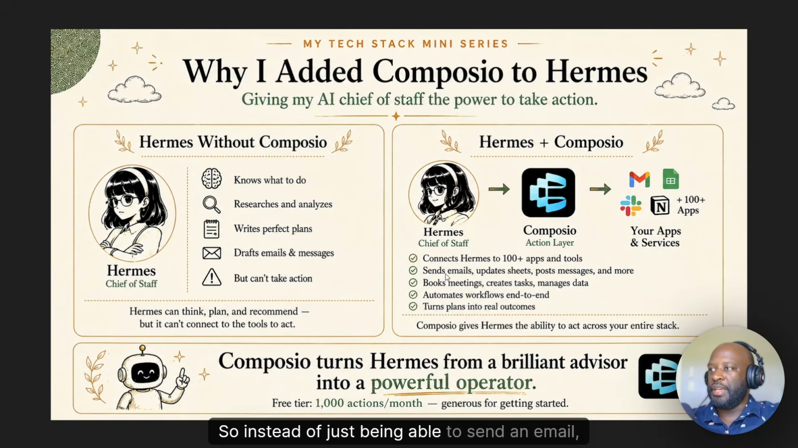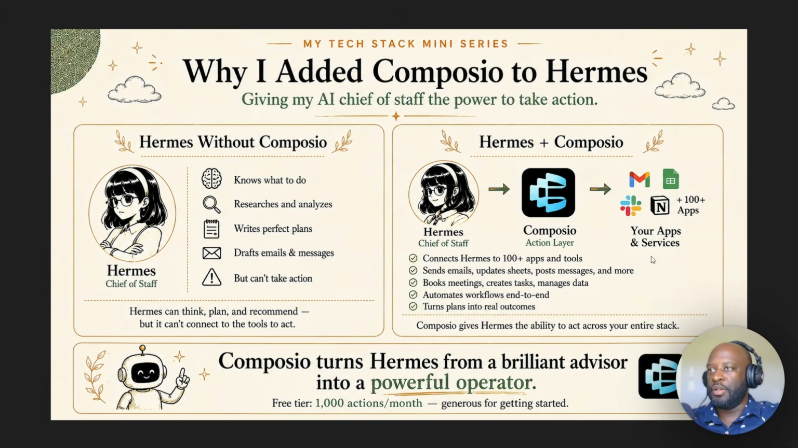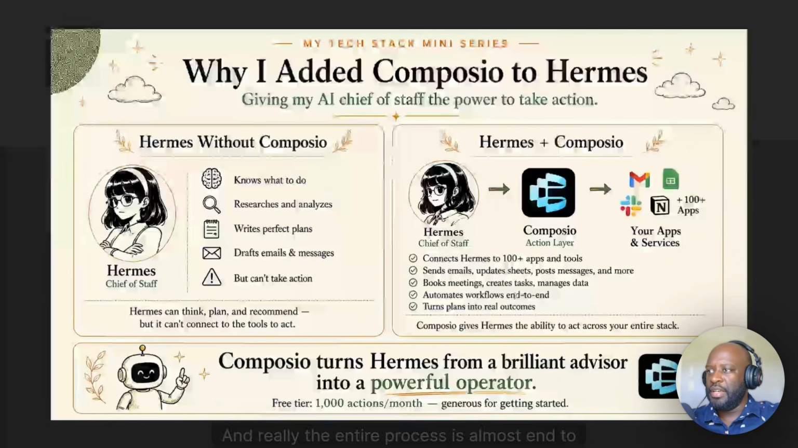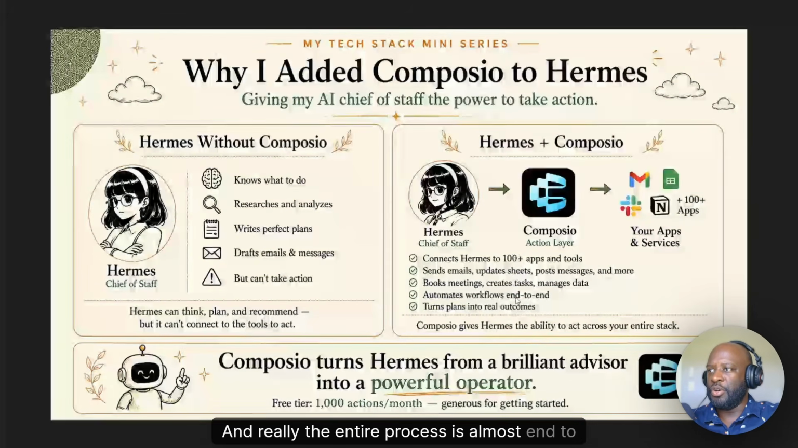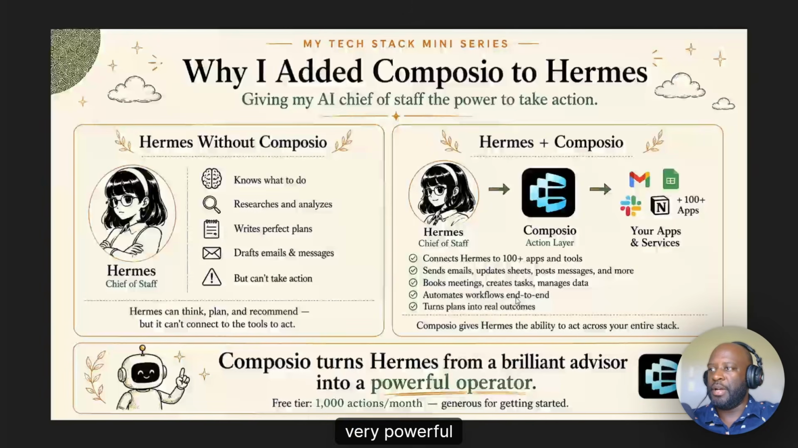So instead of just being able to send an email, it can send an email, it can update a spreadsheet because it maybe has access to Google Sheets or Excel. It can post messages through Instagram or X and many more of the different tools that they have. And really the entire process is almost end to end. So Composio is very, very powerful. And it's probably one of the first tools I would suggest anybody who's working with AI agents connect their AI agent to, just to make it a lot easier to give your agent more tools and more applications to automate.